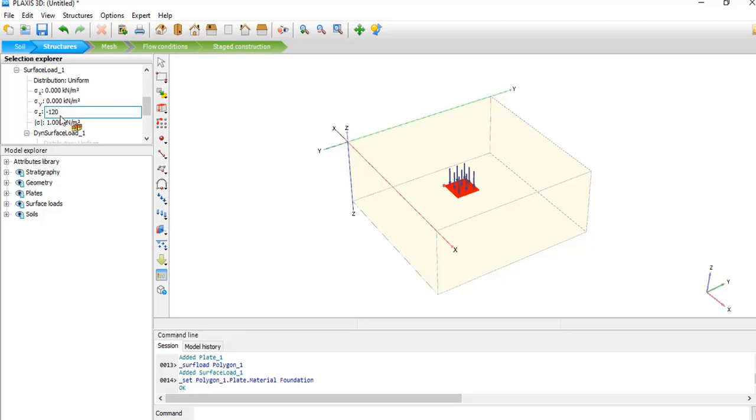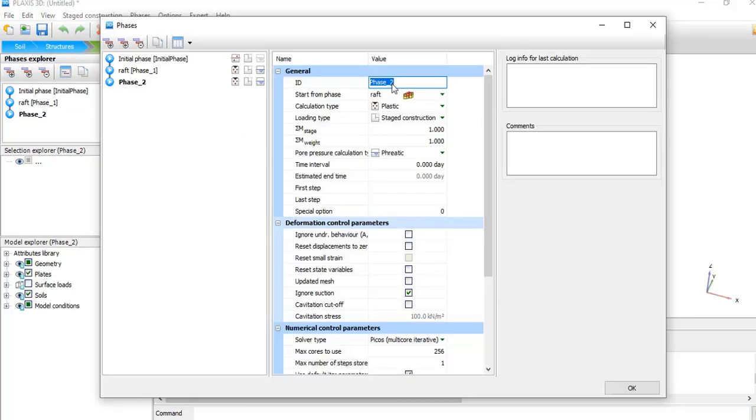stresses. It's equal -1210. Okay, distribution load and press OK.